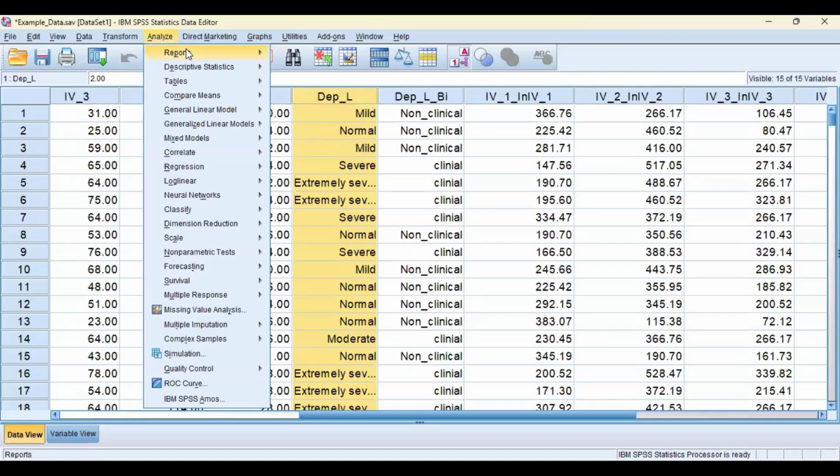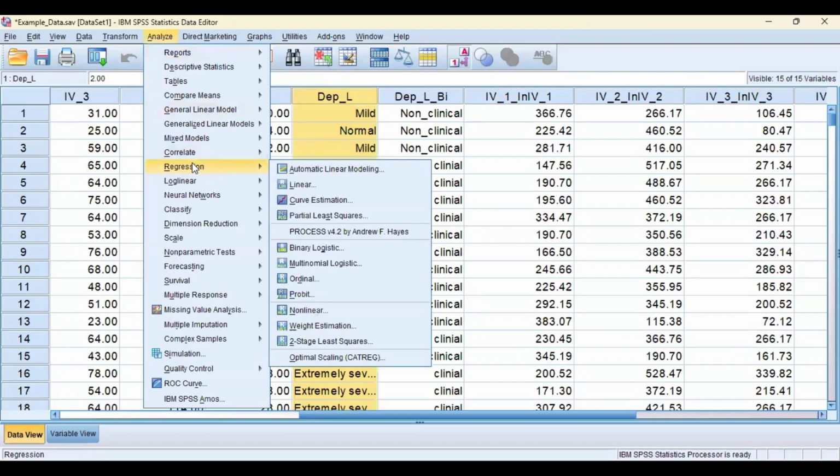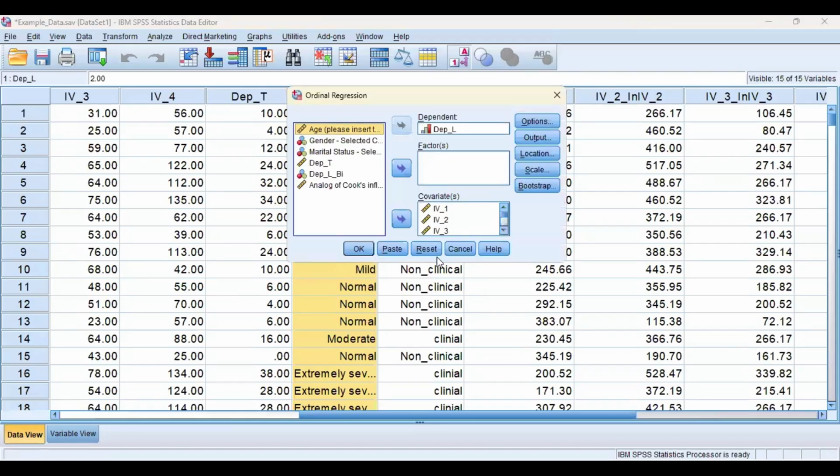So for ordinal logistic regression, you can go to Regression, Ordinal, like in this part. So let me reset that. You send your ordinal version of your dependent variable here, and then you send all the continuous variables that you have, like IV1 to IV4, to covariate. Again, covariate means, what you actually need, your continuous variables.